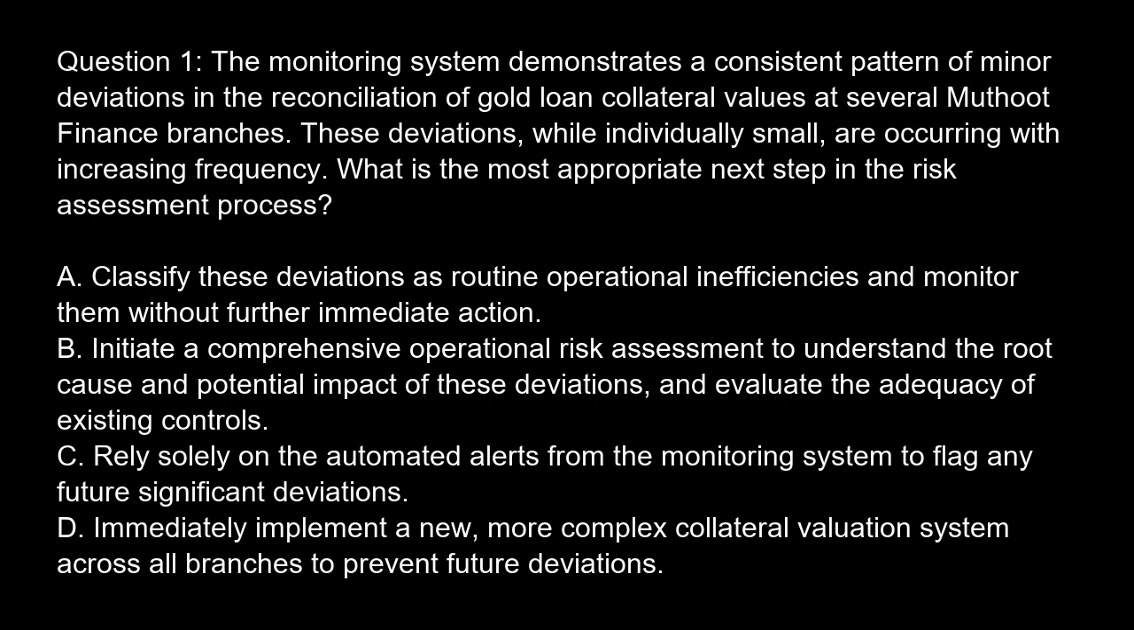Option C. Rely solely on the automated alerts from the monitoring system to flag any future significant deviations. Option D. Immediately implement a new, more complex collateral valuation system across all branches to prevent future deviations.